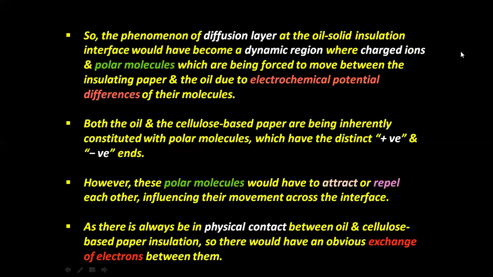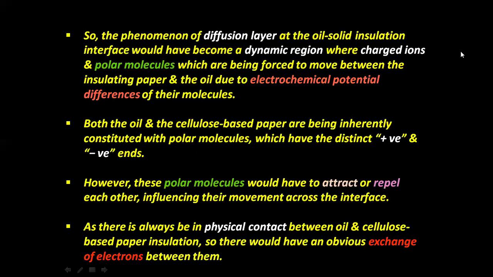So, the diffusion layer at the oil solid insulation interface becomes a dynamic region where charged ions and polar molecules are forced to move between the insulating paper and the oil due to electrochemical potential differences of their molecules.